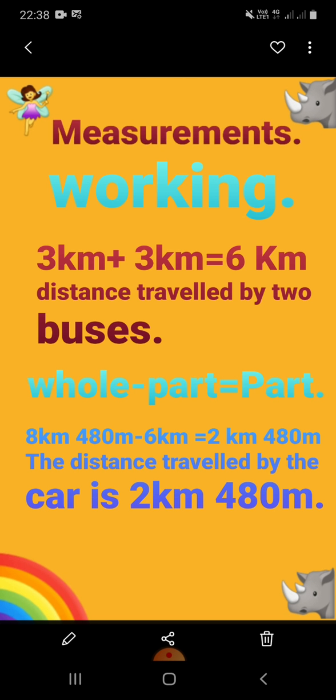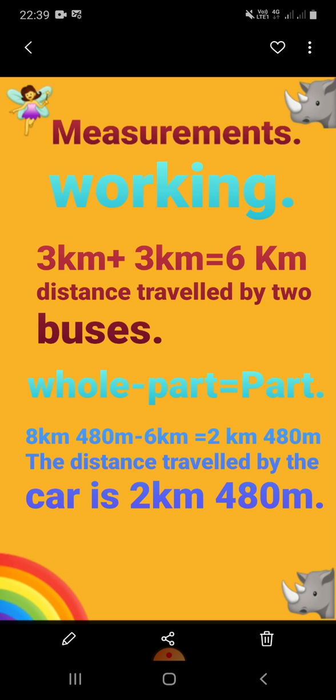Now we have to find the other part. Then what will we do? Whole minus part is equal to part. That means the total distance, 8 km 480 meter, minus 6 km. Then we will get 2 km 480 meter, right? So, the distance travelled by the car is 2 km 480 meter. This is the answer, right?